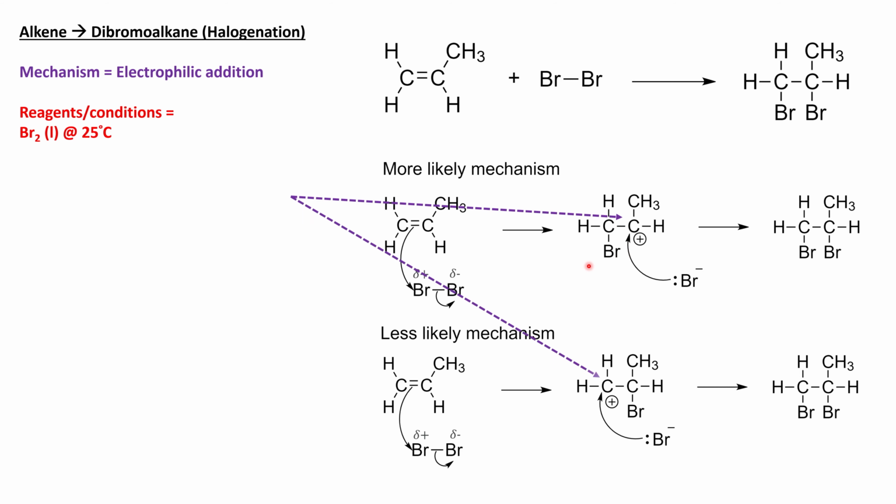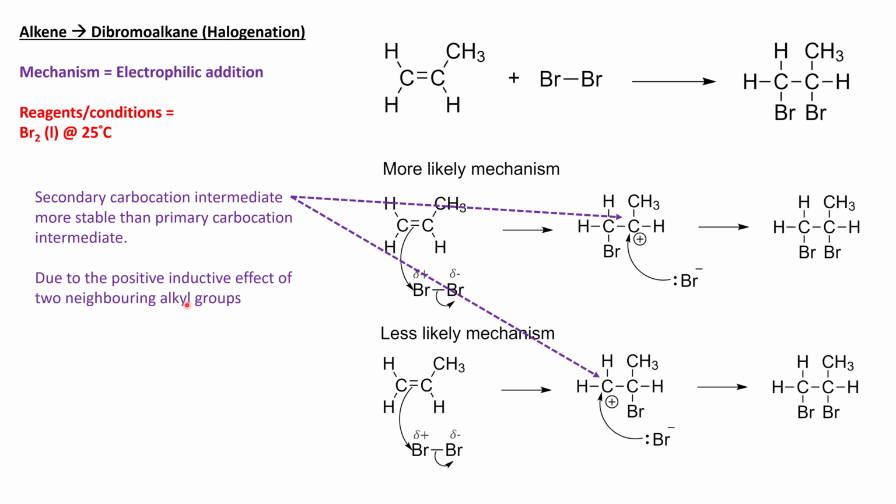Our secondary carbocation versus our primary carbocation. We can say that our secondary carbocation intermediate, it's called an intermediate because it's not quite yet the product, is more stable than the primary carbocation intermediate. Why? Because it's got the positive inductive effect of two neighbouring alkyl groups. An alkyl group is just a carbon group. Notice how the secondary carbocation has two carbon groups, two alkyl groups.